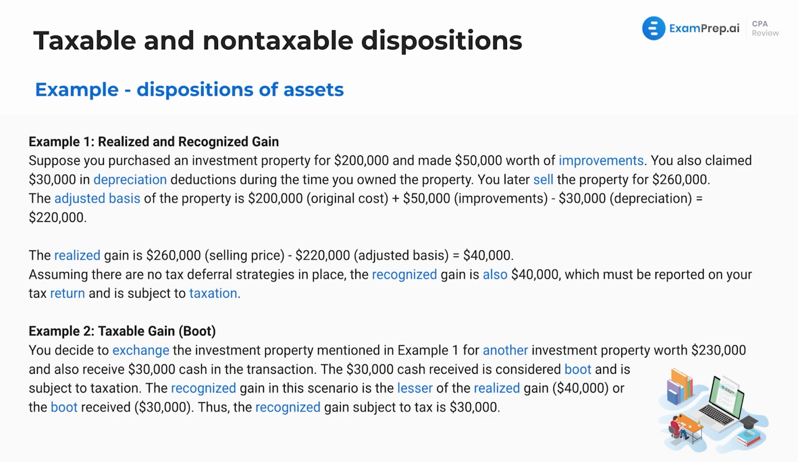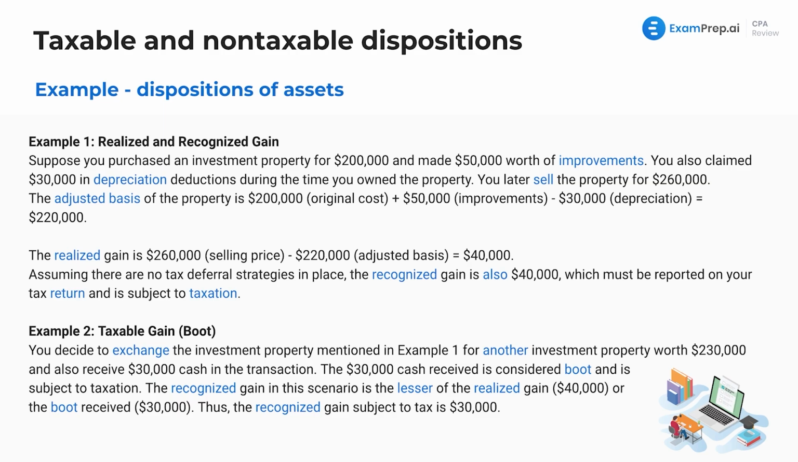Suppose you purchased an investment property for $200,000 and you made $50,000 worth of improvements. You also claimed $30,000 in depreciation deductions during the time you owned the property. You later sell the property for $260,000. So first off, what's the adjusted basis of this property on your balance sheet? That would be the original cost plus the improvements.